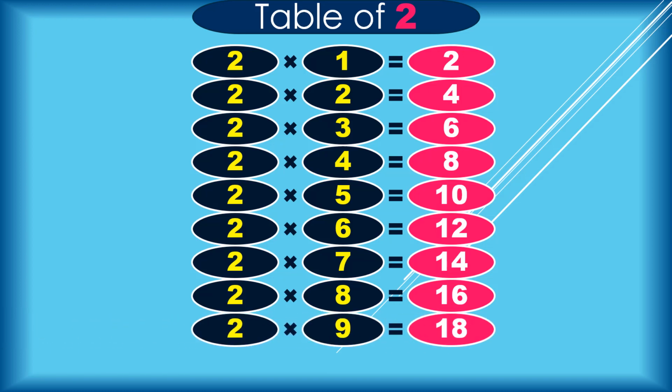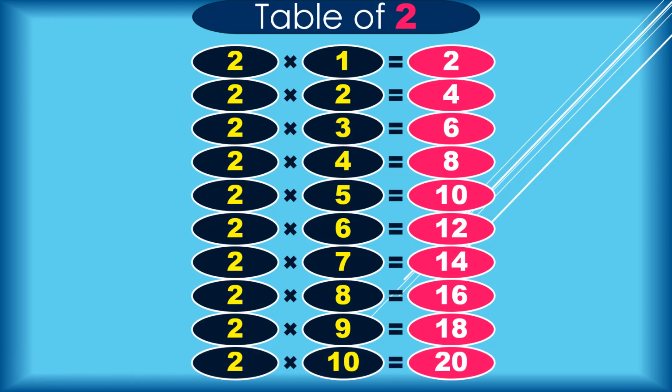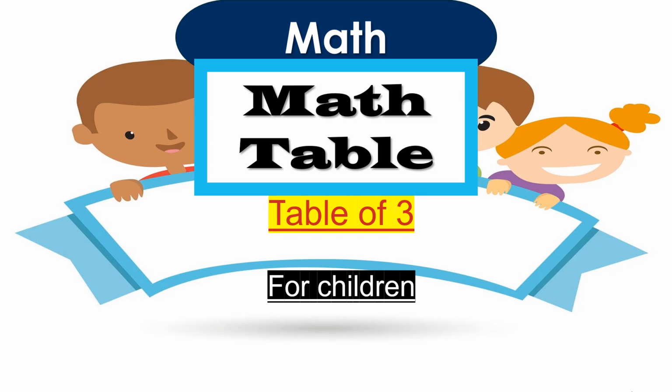2 nines are 18. 2 tens are 20. Now we will learn the table of 3.